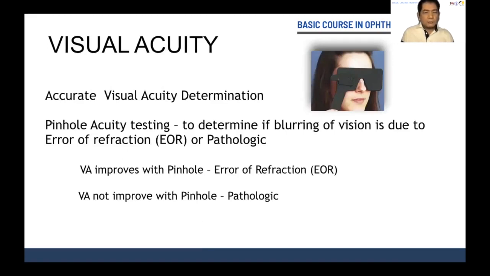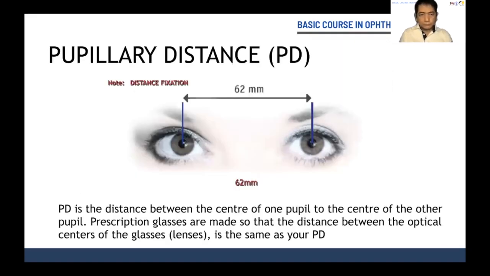Okay, in visual acuity determination, don't forget to use pinhole. Once you ask the patient to read and determine the level of visual acuity, you use pinhole for you to identify whether the cause of blurring of vision is secondary to error of refraction, because with pinhole it will improve, or the blurring of vision is pathologic. With a pathologic condition, VA will not improve with the use of pinhole.